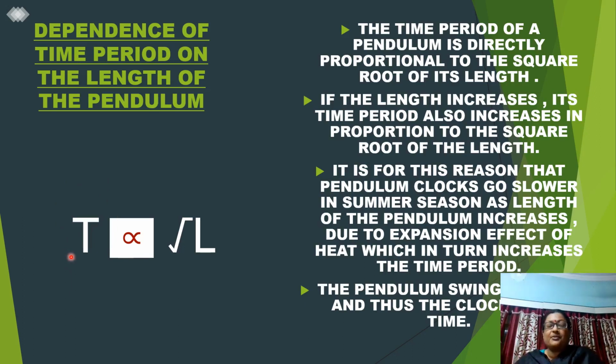All right, is that clear with everyone? So what I mean here is that the time period is directly proportional to the square root of the length of the pendulum. And again, it is a very valid reason why the pendulum clock swings slowly and loses time during the summer season. Is that understood?